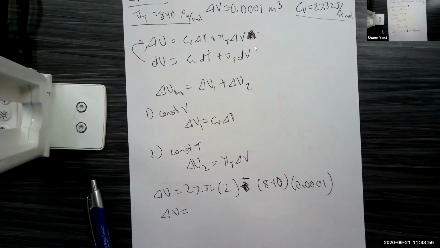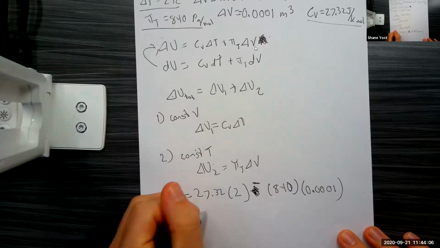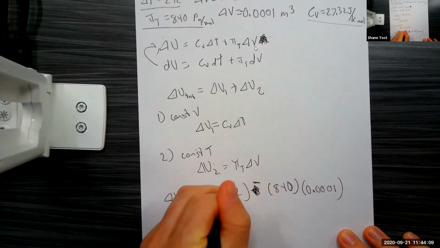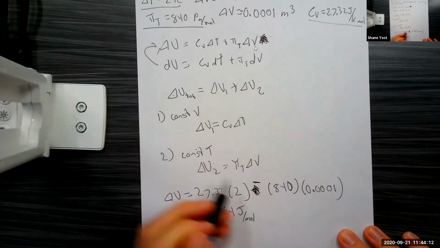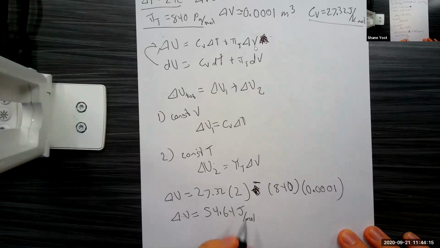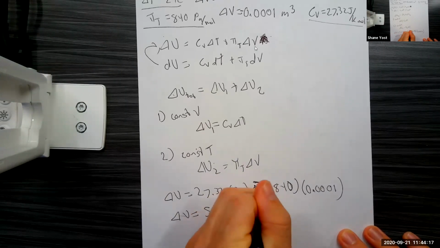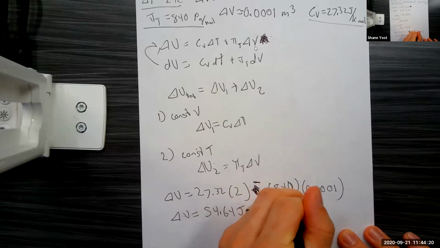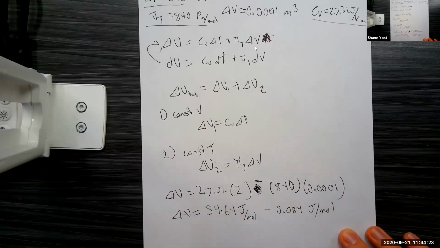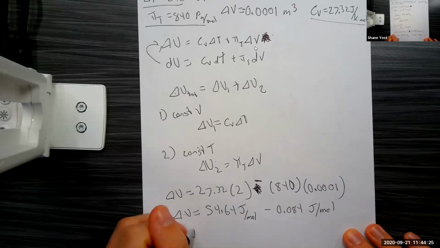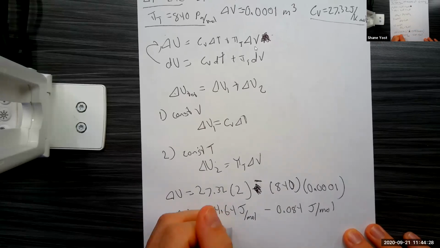Right, and so we break up these things. 27.32 times 2 is 54.64 joules per mole. I haven't written down the units here, but the units you'll get are joules per mole. And then this will be minus 0.084 joules per mole. So delta U is 54.56, roughly rounding, joules per mole.